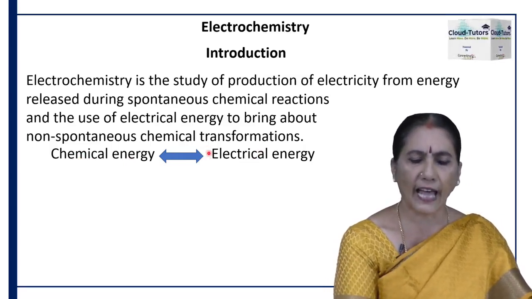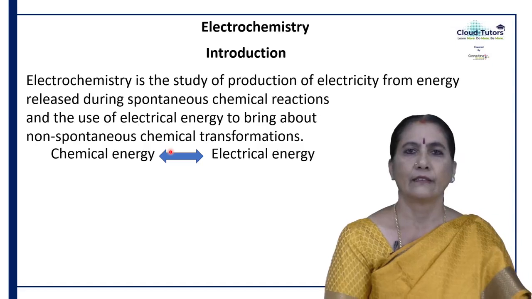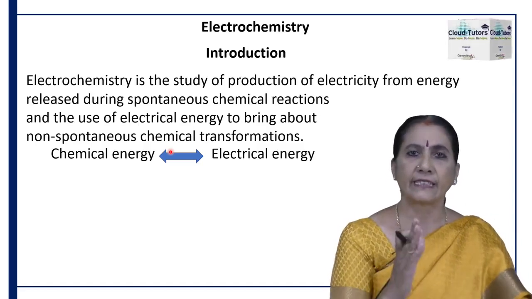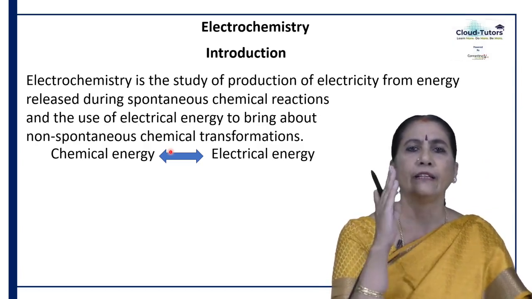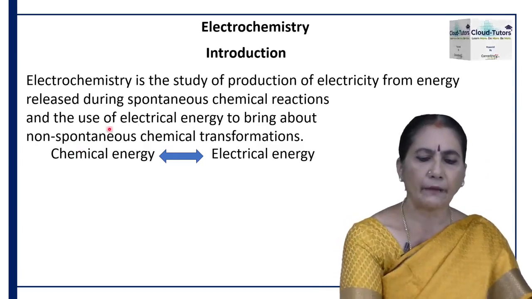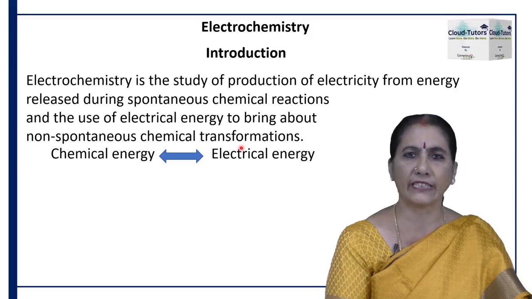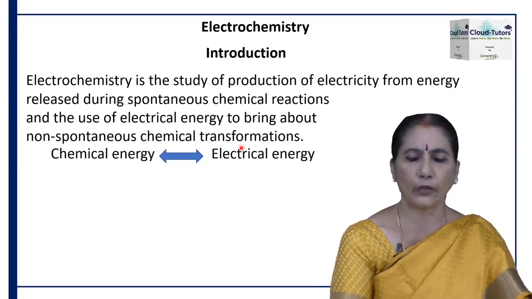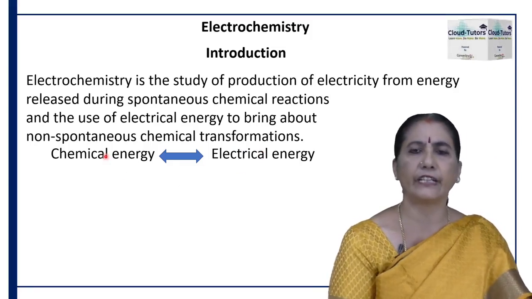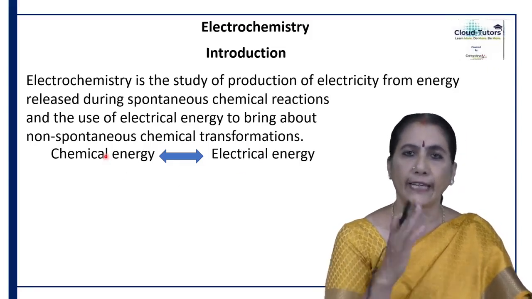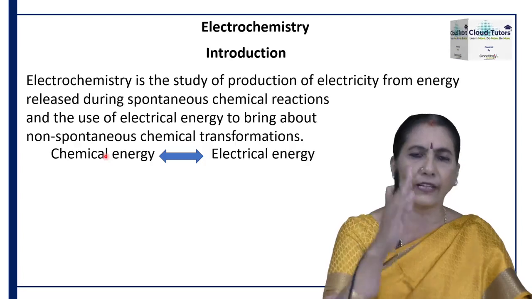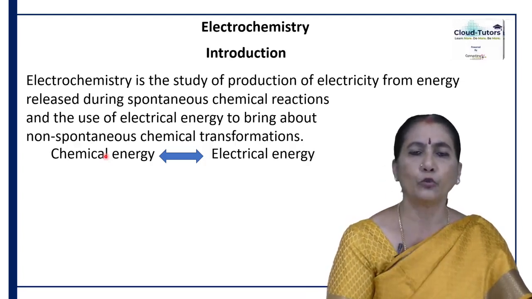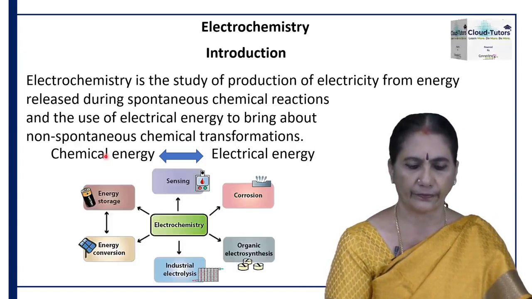You can see the arrow mark which is towards both sides. That means there are going to be changes wherein chemical energy is getting converted into electrical energy, and there will be certain cells where you will see electrical energy being converted into chemical energy. That means they are all involving electrochemistry, especially the two energy changes.